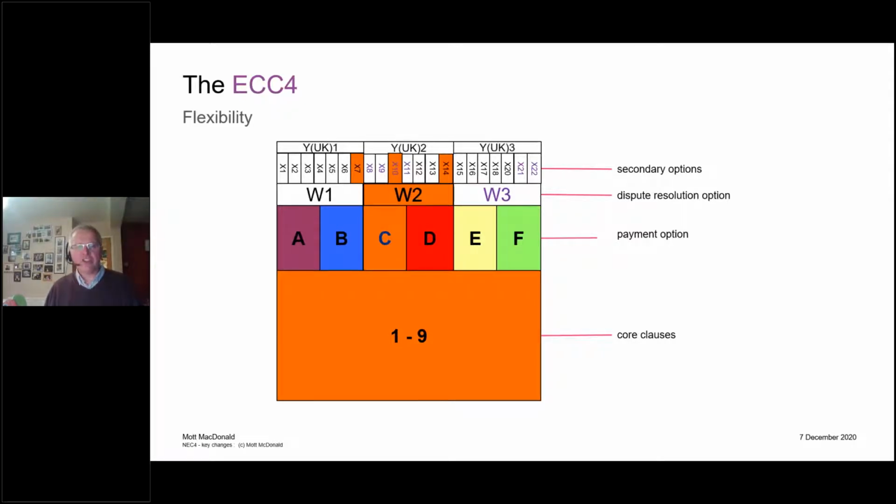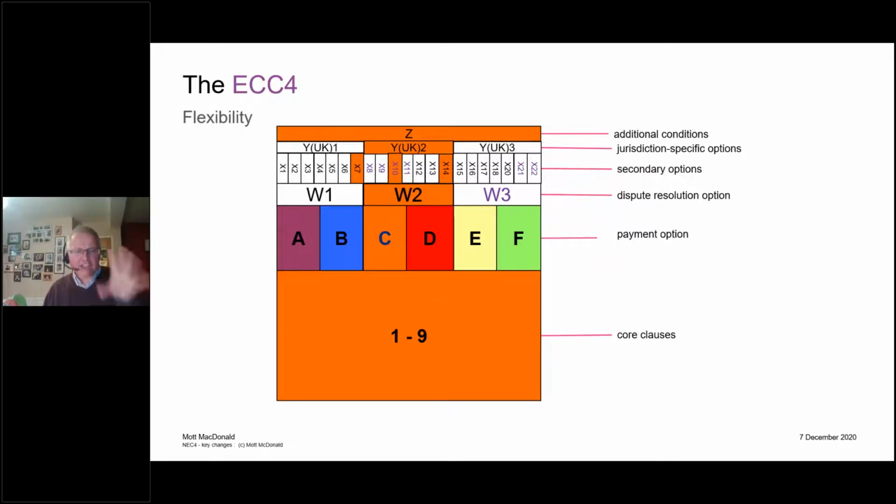Client chooses which secondary options they want. Client chooses which jurisdiction-specific options they want. And then the client, if they love to, having chosen this wonderful modular, super flexible contract, can then go and trash it with a whole load of hopelessly designed Z clauses. He gets carried away about Z clauses. This is where the client has the opportunity to tweak the standard clauses with what the NEC calls additional conditions of contract, option Z.